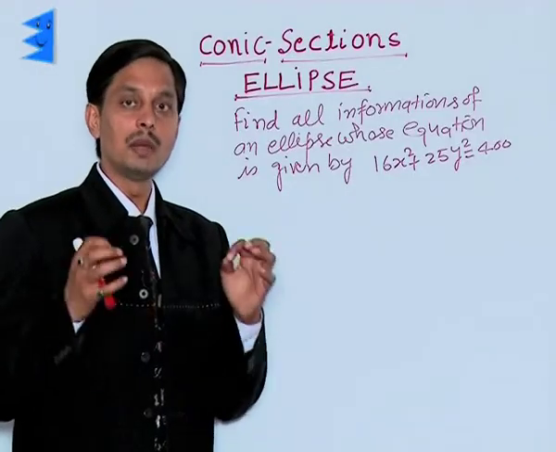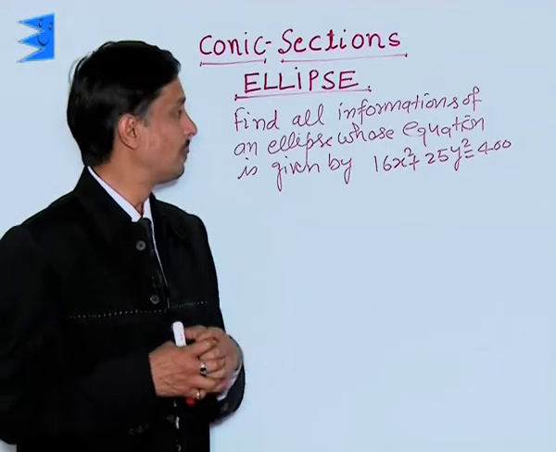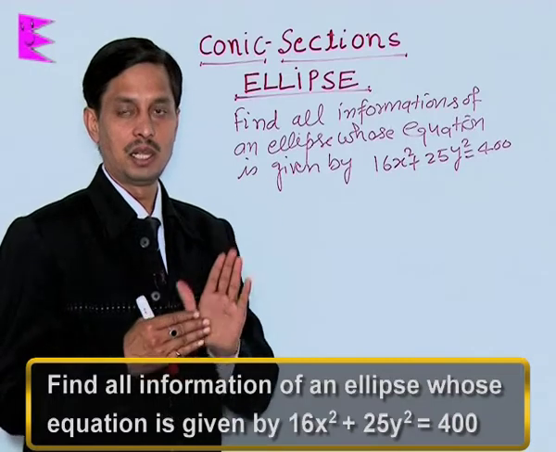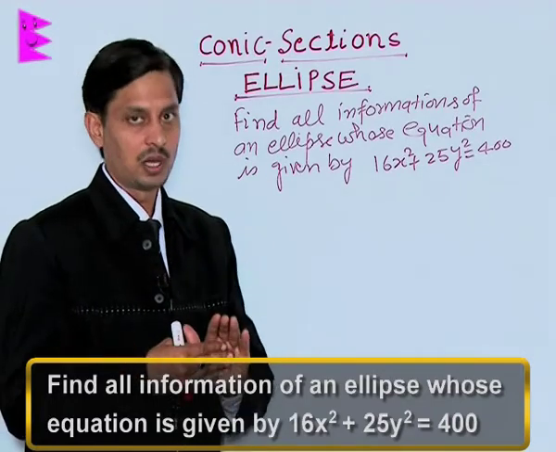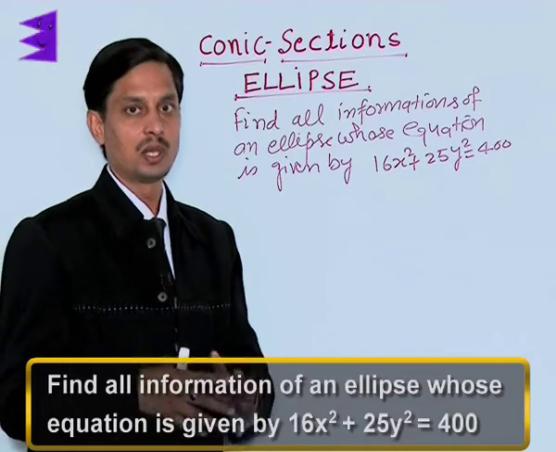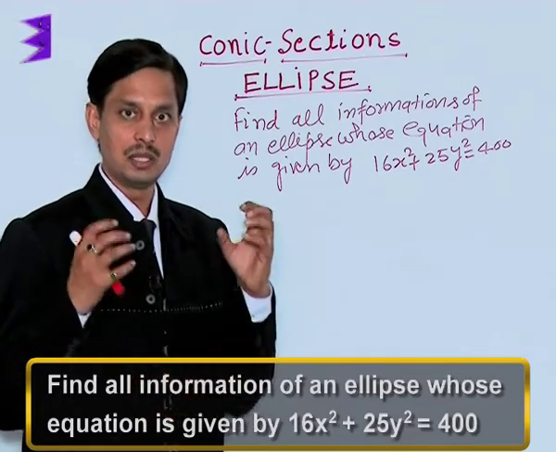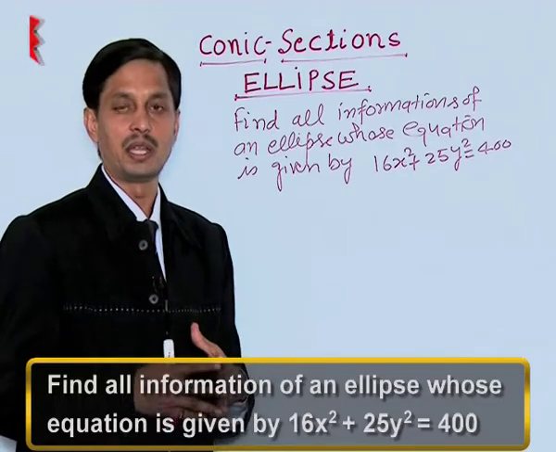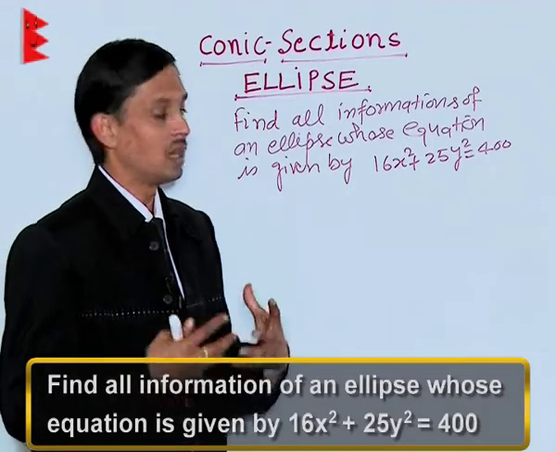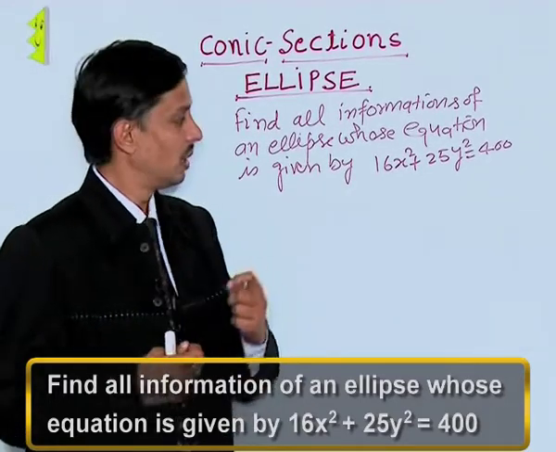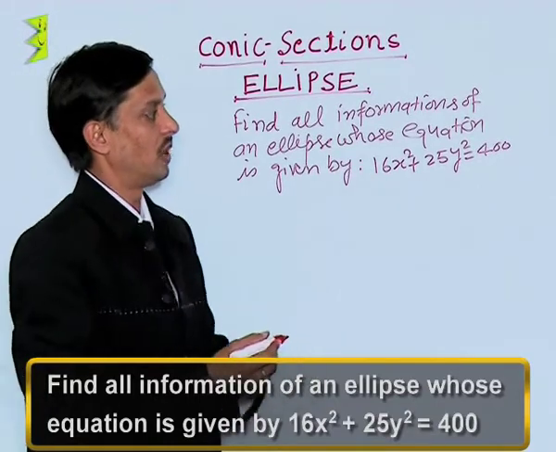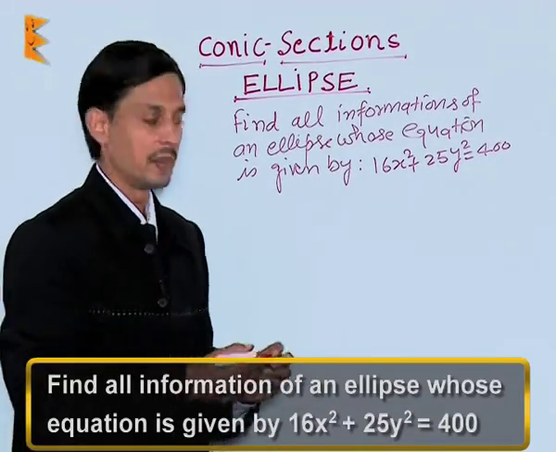Now I am taking a problem which is based on ellipse. Find all information, meaning the center, vertex, focus, directrix, eccentricity, LLR, equation of minor axis, equation of major axis, equation of directrix, focal length. Each and every piece of information we need to tell if the equation of the ellipse is given by 16x square plus 25y square is equal to 400.